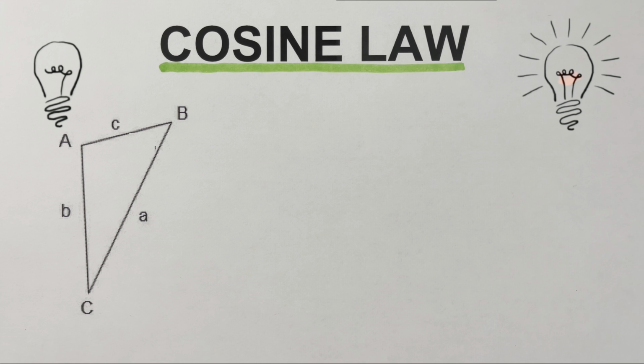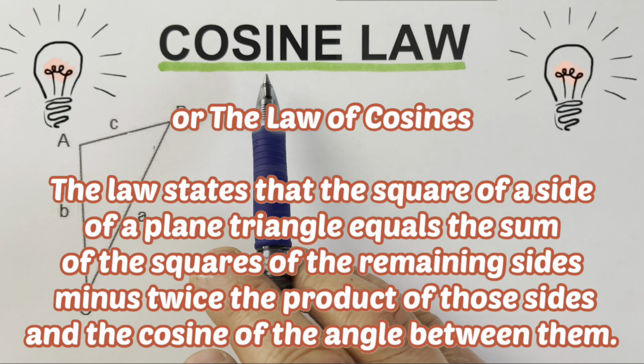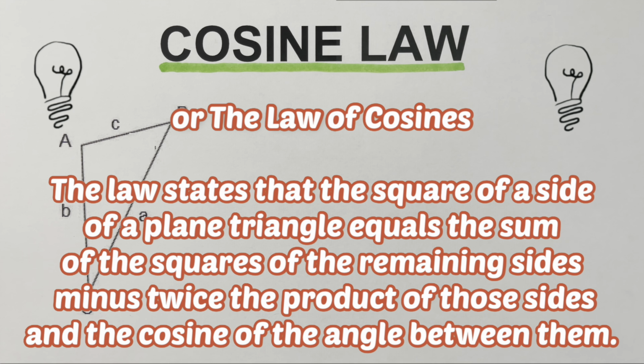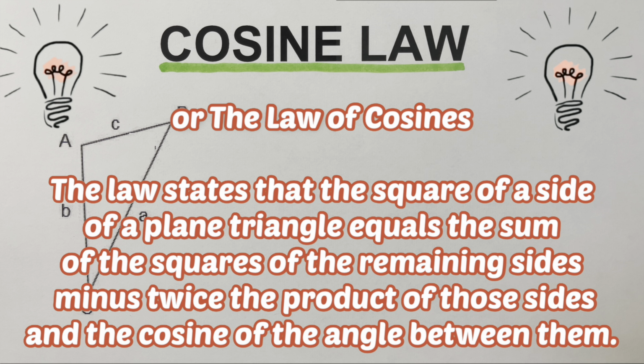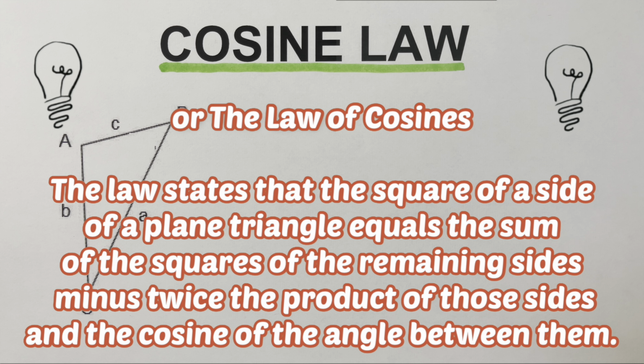Please remember that the cosine law, otherwise called the law of cosines, states that the square of a side of a plane triangle equals the sum of the squares of the remaining sides minus twice the product of those sides and the cosine of the angle between them.